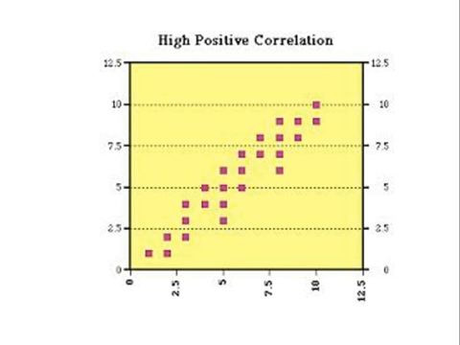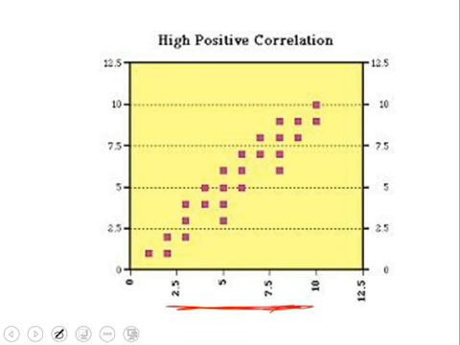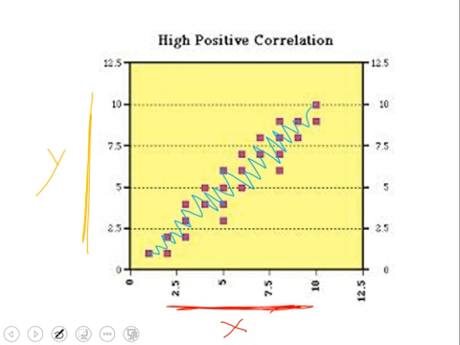This would be an example of what would be called a high positive correlation. The reason it's a positive correlation is because as the x value, the value down at the bottom, increases, the y value also increases, and that makes it positive. The reason we call it a high correlation is because all the dots are fairly close to each other. They're not spread out wide. We'd call it a high positive correlation.